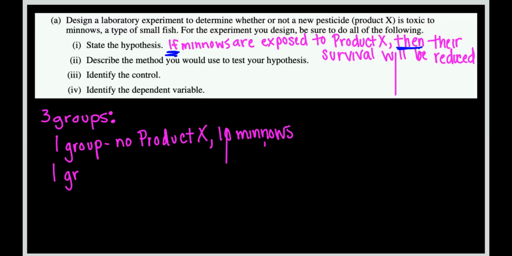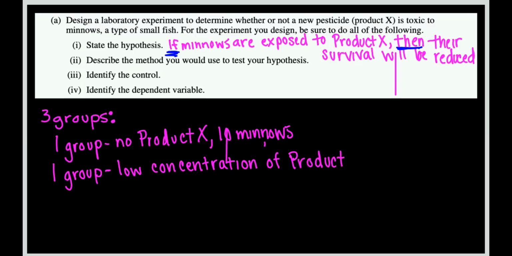One group is going to have a low concentration of product X and 10 minnows. And then one group will have a high concentration.